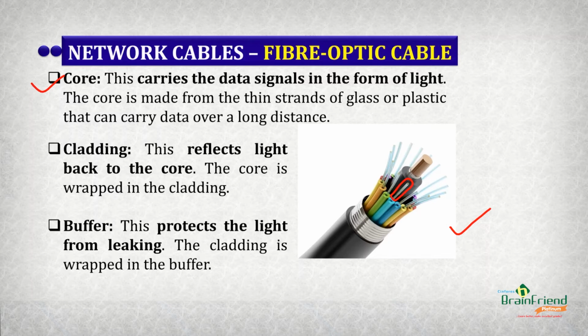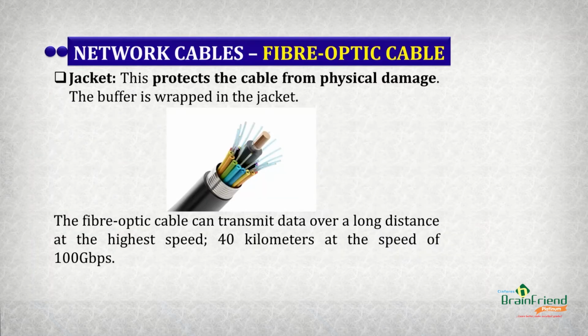The inner plastic is the core, and the core is shielded in the cladding, which reflects light back to the core. The next component is the buffer, which protects the light from leaking, and the cladding is wrapped in the buffer. So this is the buffer. And then we have the jacket, which protects the cable from physical damage. Over here we have the external jacket.